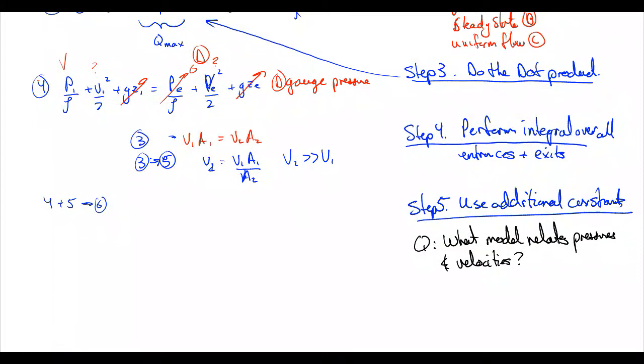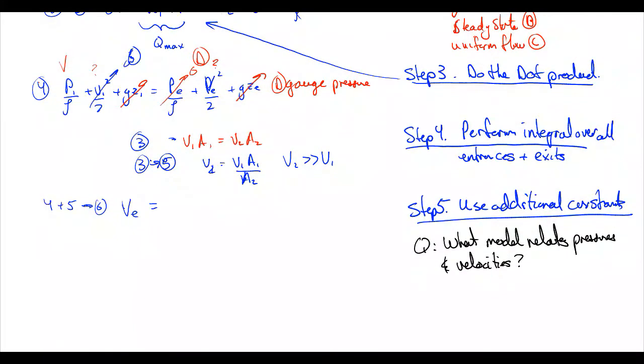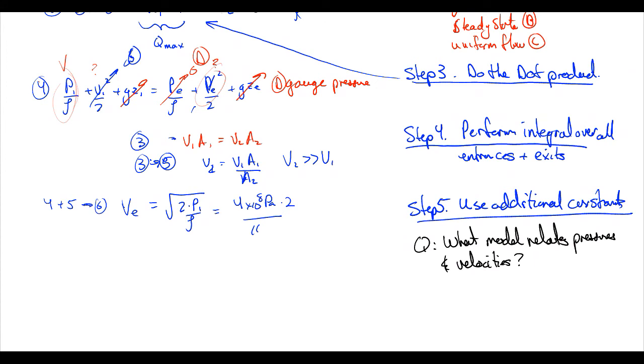We know that V exit is equal to square root of 2 times P1 over rho. And that's just taking and solving for this V exit here. And all we have left is this over here. Great, which we can plug in. This is equal to 4 times 10 to the 8th pascals times 2 divided by 1,000 kilograms per meter cubed. And if we take the square root of this, we get that it's equal to 1,265 meters per second.